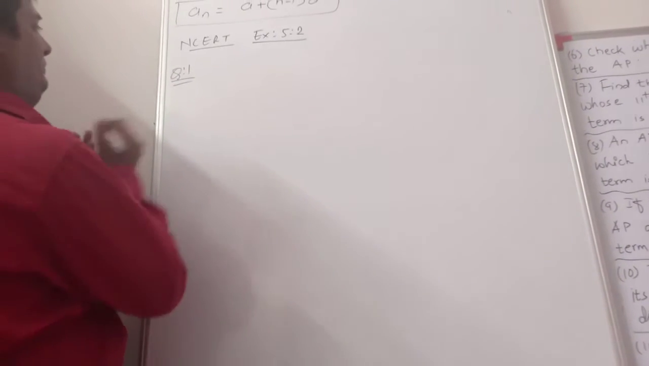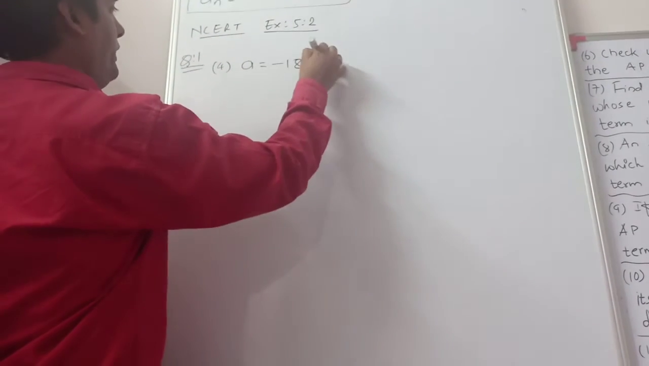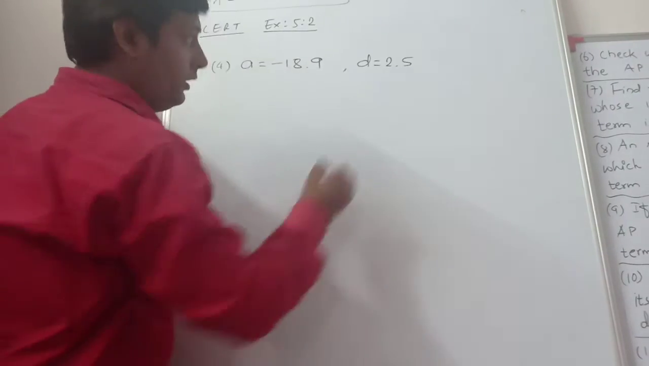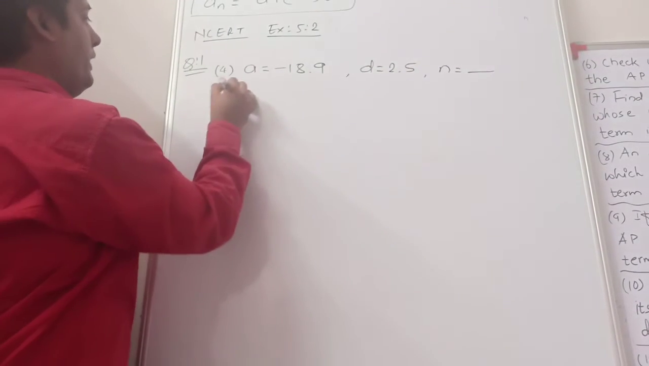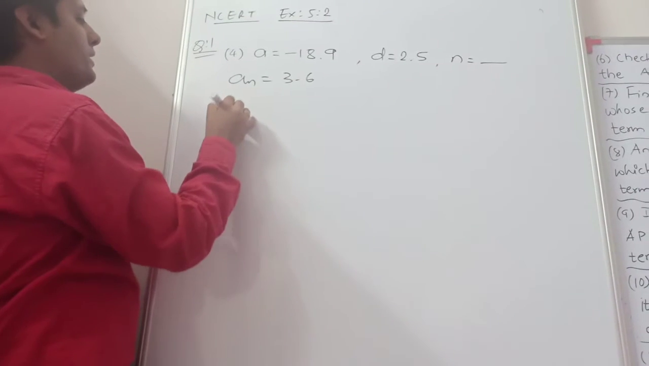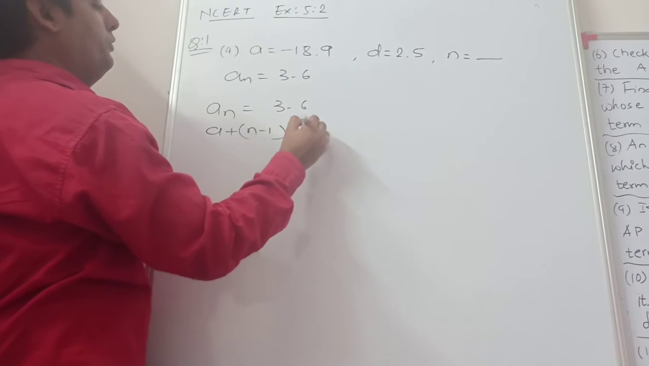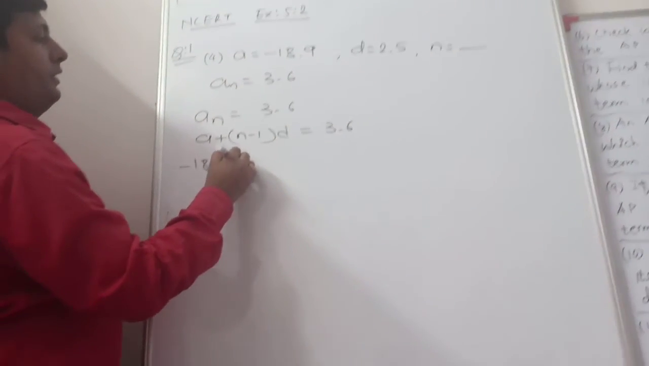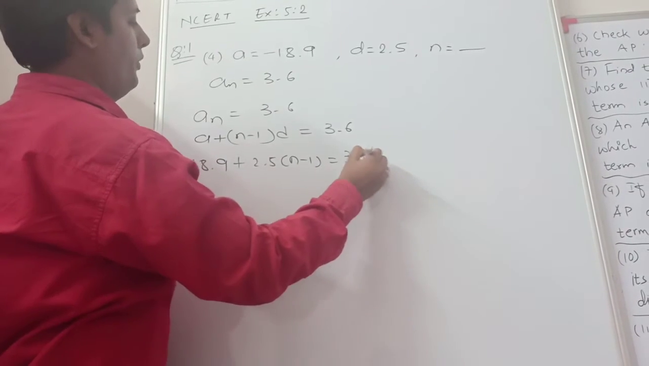Okay, fourth. Here a is given as minus 18.9, d is equal to 2.5, n is missing, and an is equal to 3.6. So an is equal to 3.6. Formula: a plus n minus 1 into d is equal to 3.6. So minus 18.9 plus 2.5 into n minus 1 is equal to 3.6.